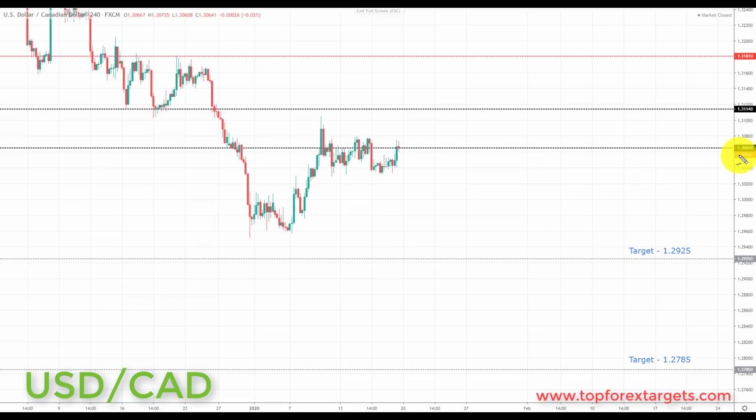Now last week we highlighted the 1.30650 as an area to start to look for a decline to the downside, to start to look for bearish setups in this market. We really did nothing last week in this market. We just moved sideways. We just corrected. There was no real move up or no real move down.